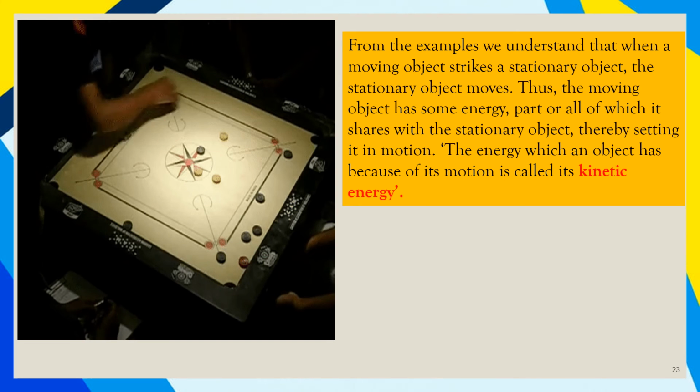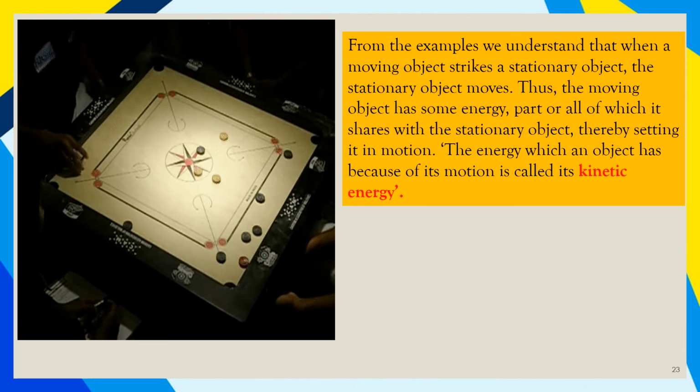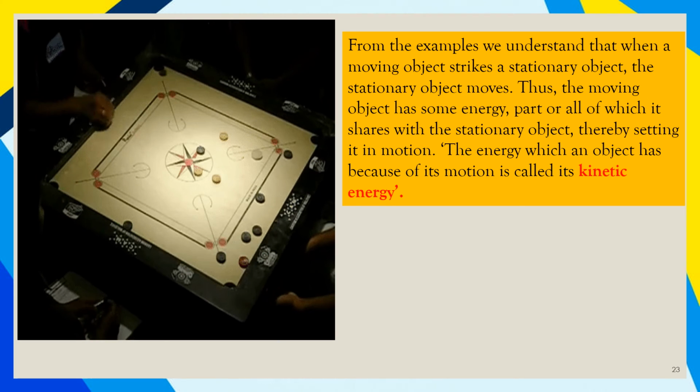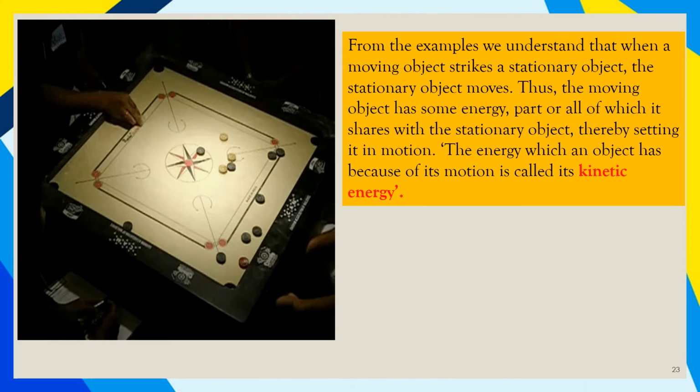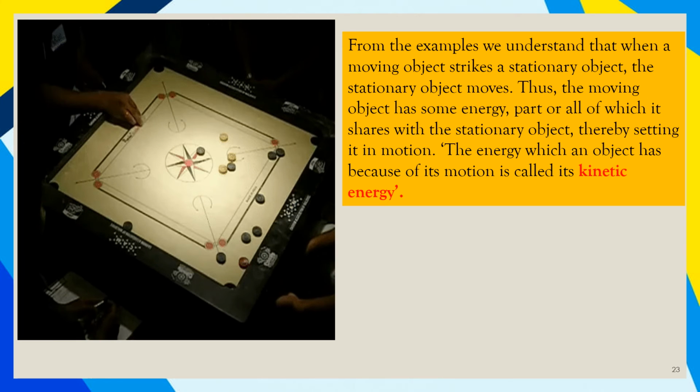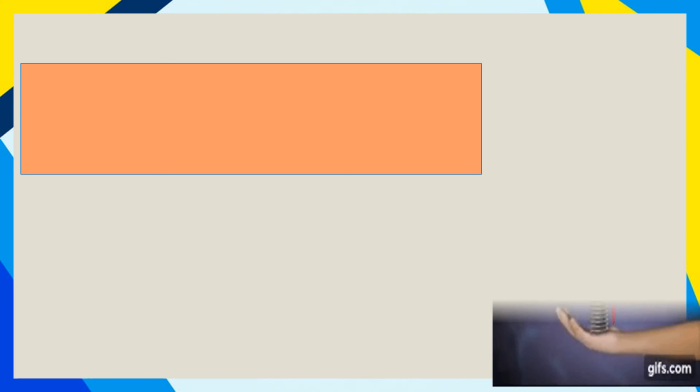The work done by a force to displace the stationary object through a distance s is the kinetic energy gained by the object. So kinetic energy is equal to work done on the object. Kinetic energy is written as F into S. So I hope this kinetic energy is clear to you all. Let's move on to the next example that we have.